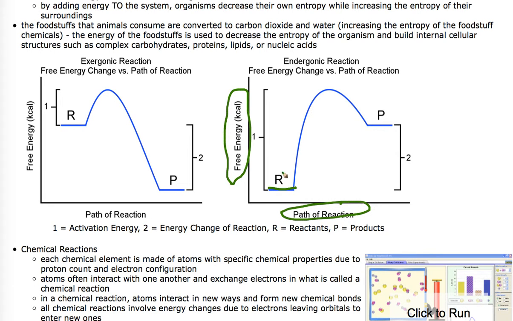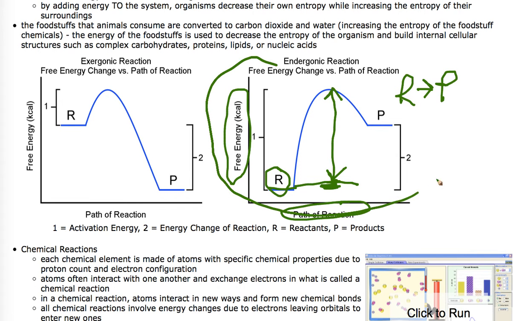Notice that R, the reactants, are lower in energy than products. So this is a different reaction of R becoming P. And in this case, the energy hump is huge. It goes from down here at R all the way to the top of the hump. That's the activation energy for this reaction. This is the reaction that we like to do in our body to build muscle or make proteins or make DNA.